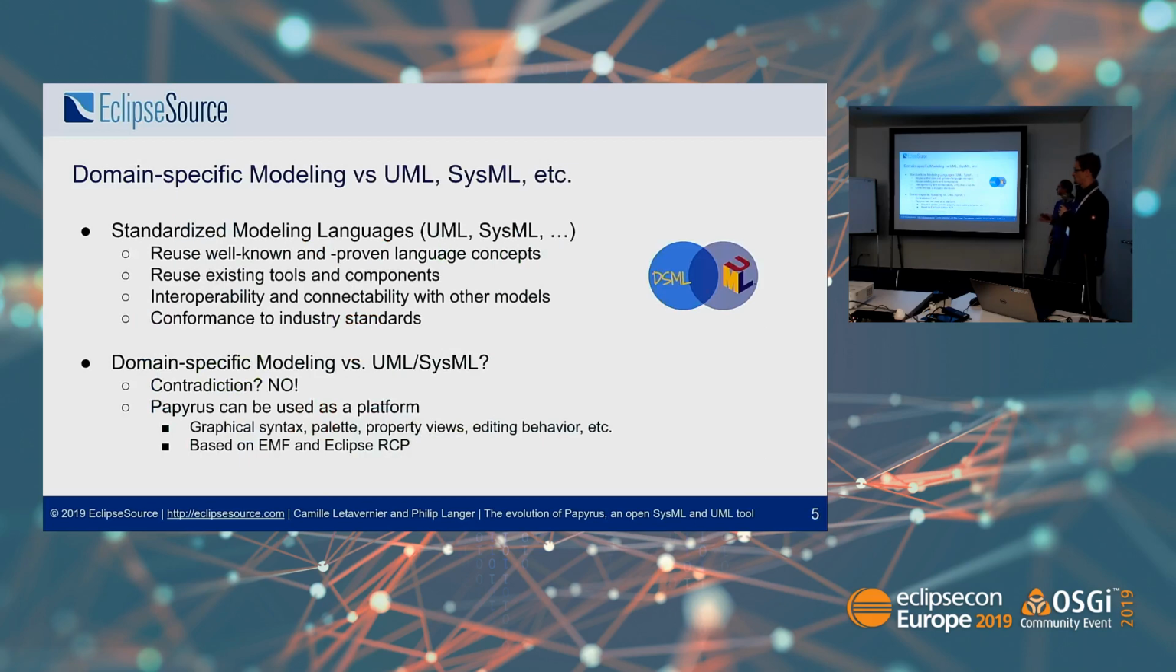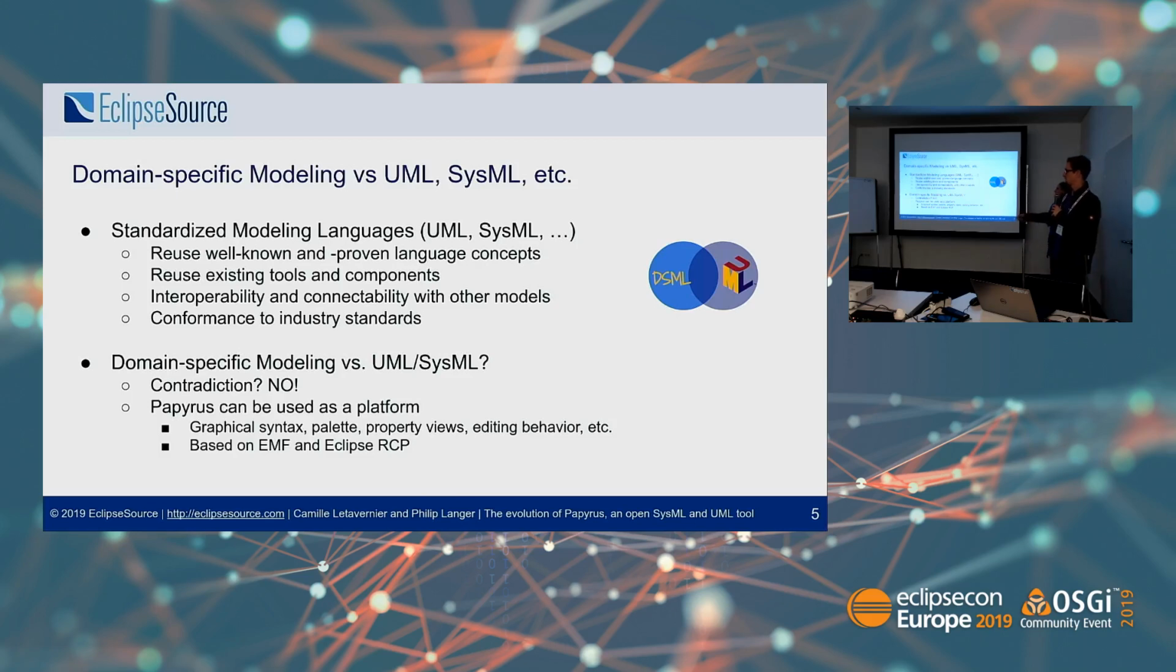So I've now talked a lot about domain-specific modeling, of course, and how beneficial it is. Of course, standardized modeling languages like UML and SysML have a lot of advantages as well. The obvious one is that since it's a standardized language, it's well known and very familiar to many people, and you can reuse those concepts that have been established in these standardized modeling languages also for your modeling purposes. So that's great. Also, since it's standardized, there are already a couple of tools existing. One of them is, of course, Papyrus. So you can reuse those existing tools and you don't have to build everything from scratch.